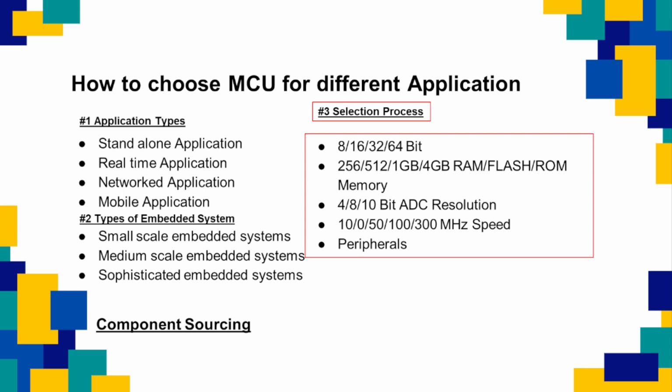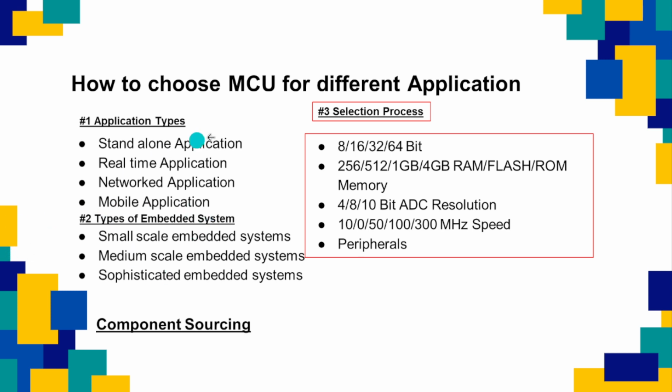First one, application types. What application types will there be? While choosing a microcontroller for different types of applications such as standalone, real-time, network and mobile applications. Standalone means determining the specific requirements of the application, including the desired functionality, processing power, memory and input-output requirements.